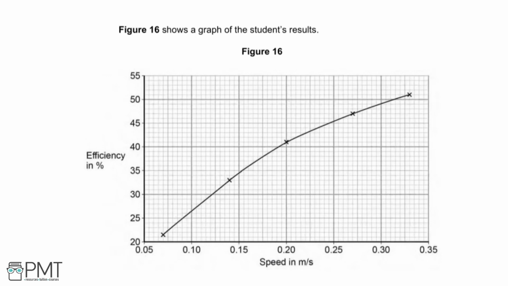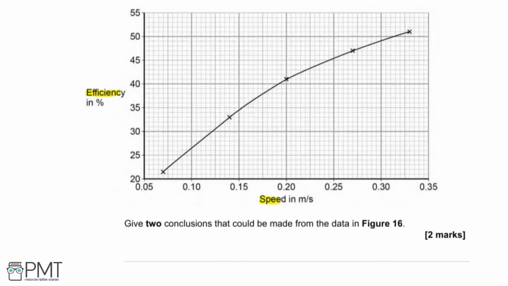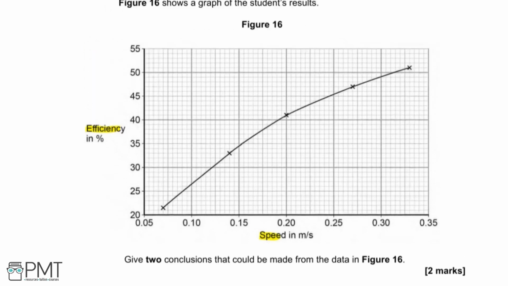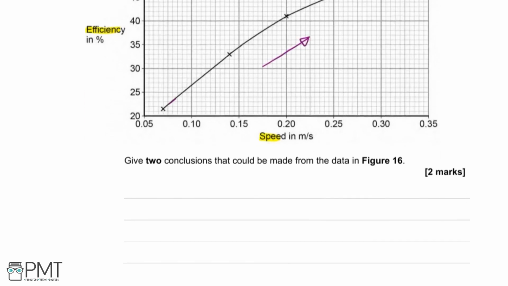Figure 16 shows a graph of the student's results. We can see there's efficiency on the y-axis and speed on the x-axis. Give two conclusions that can be made from the data in figure 16. So to answer this, we can look at the shape of the graph and write down the two things that we notice. So the first thing we'll notice is that there's a positive correlation because the line is pointing in this direction. So that means that as speed increases, efficiency also increases.